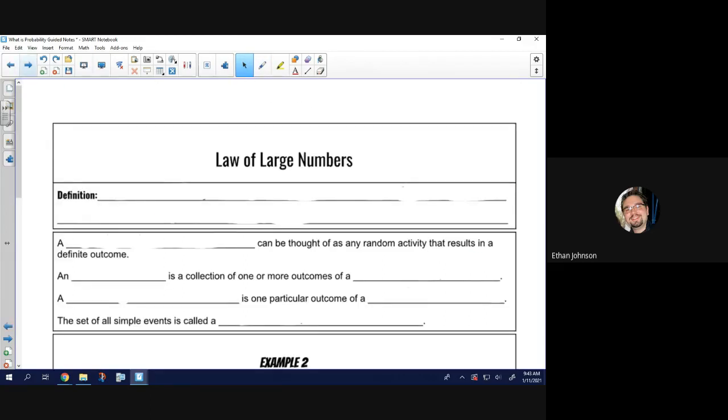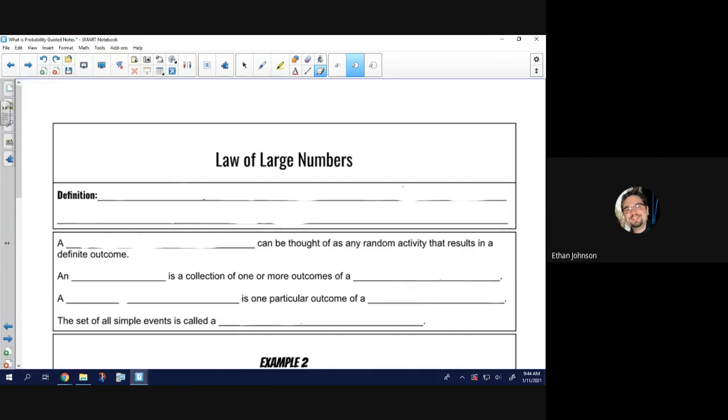We also have this idea of law of large numbers. Now, law of large numbers is a rather important thing. Law of large numbers helps explain why the relative frequency answer or probability might not equal the theoretical or the equally likely outcome probability.